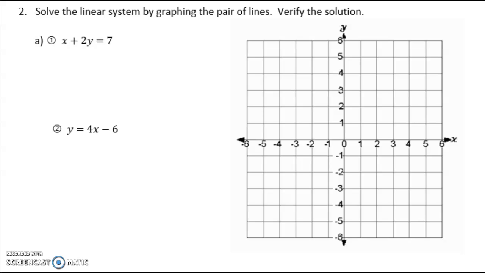Okay, the last couple questions. So to solve the linear system by graphing the pair of lines, verify the solution. Okay, so the first one, I'm just going to do it in red.